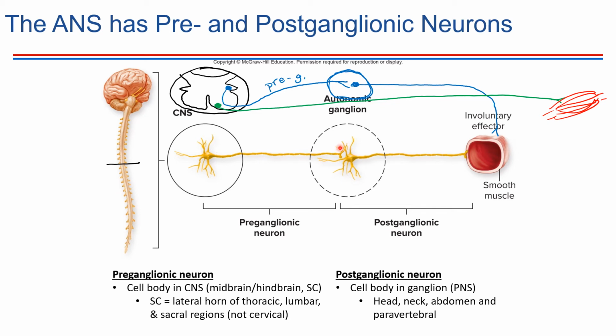Now the cell bodies for these post-ganglionic neurons, they're going to exist in ganglions, which are going to be somewhere up in the head or the neck or the abdomen, or you can see a big long chain of them that we call paravertebral ganglions, and we're going to show you that in the next set of slides.